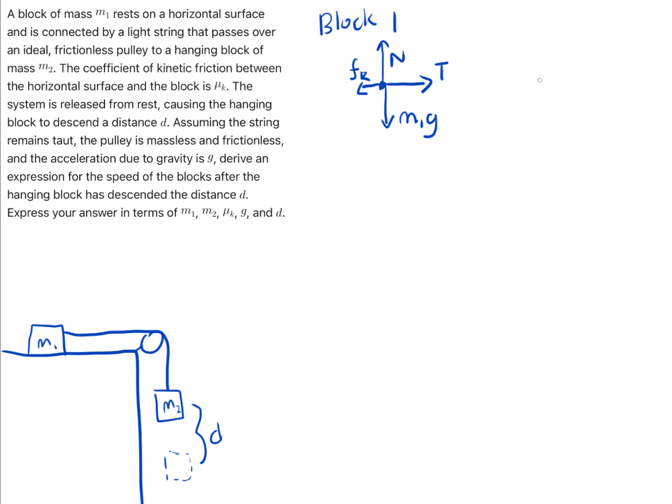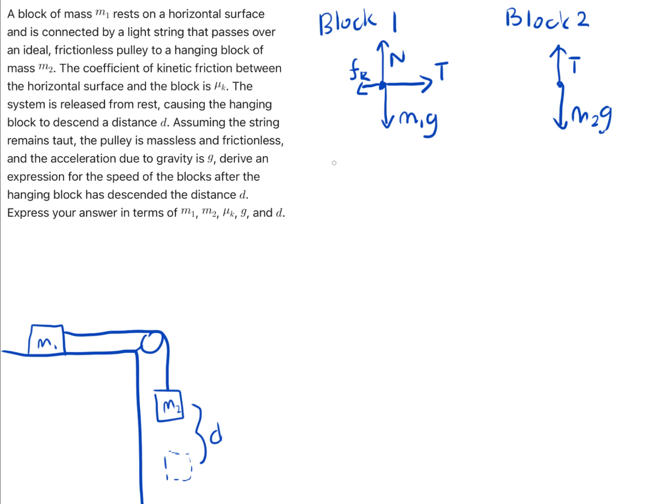And now let's draw it for block 2 as well. For block 2, instead we have the tension force going up this time. And downwards we have the weight of block 2, which is m2 times g. And that accounts for all of the forces acting on them in this system.